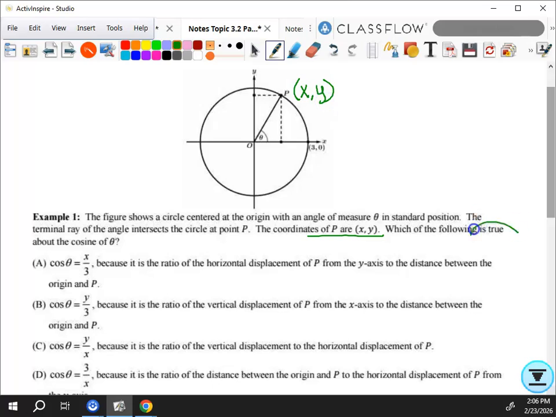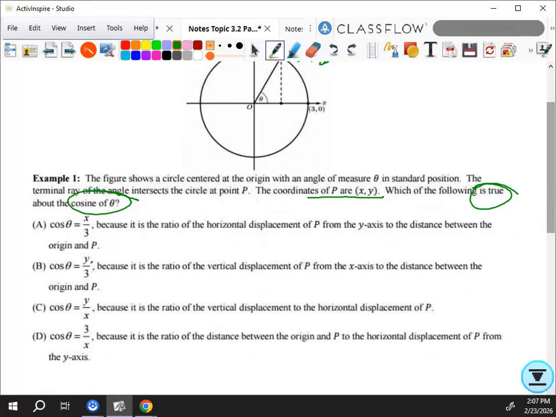Which of the following is true about the cosine of theta? Okay, so nothing's weird here. It's not like they switched x and y or whatever. And I know that cosine goes with x or y. Which one? X. Which means this y over 3 and this y over x, those two don't make any sense at all. So I can eliminate b and c automatically.